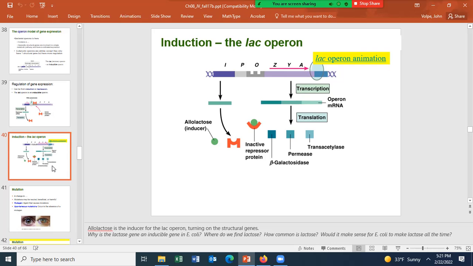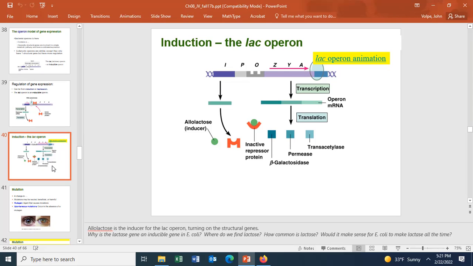It makes sense for E. coli to have an inducible gene, because if the sugar lactose is not around, and that will be most of the time for E. coli, because you don't see the sugar lactose except in dairy products. So unless the E. coli is in a dairy product or on a dairy farm, E. coli is not normally going to see the sugar lactose.